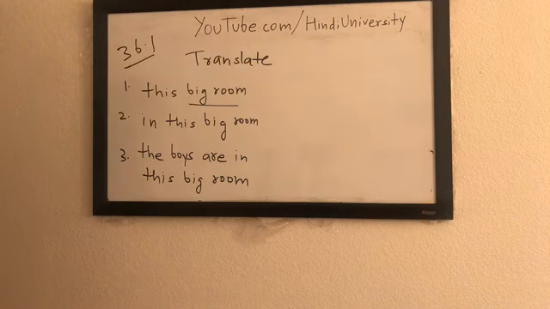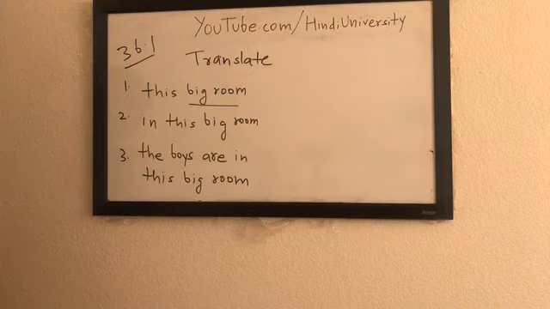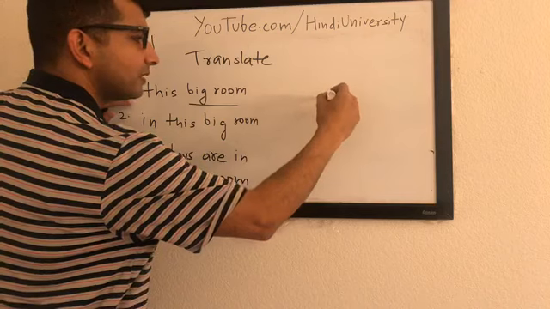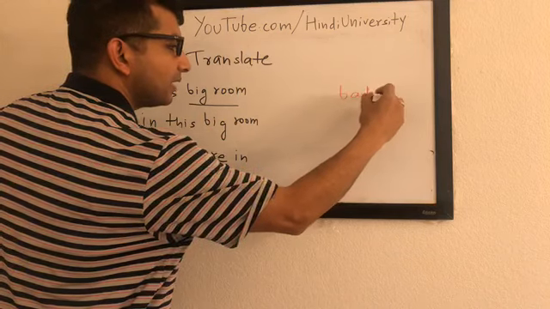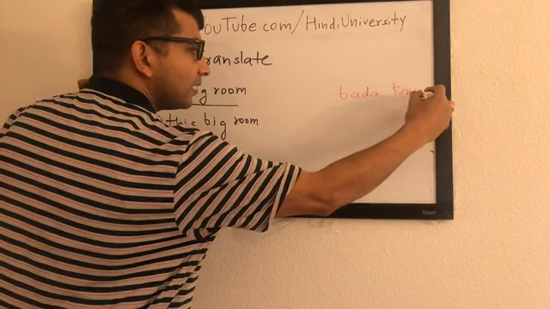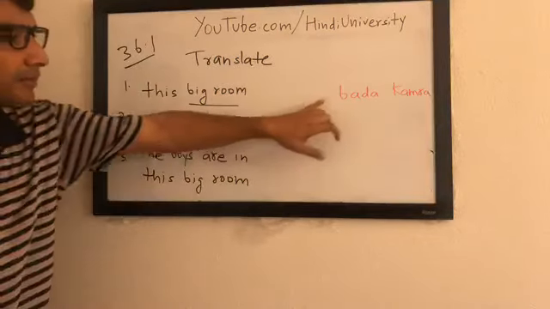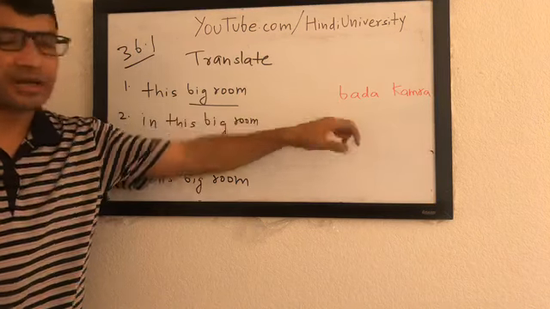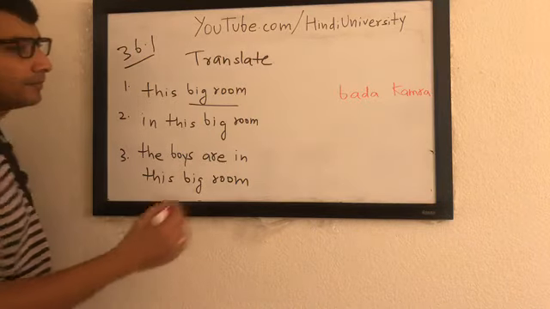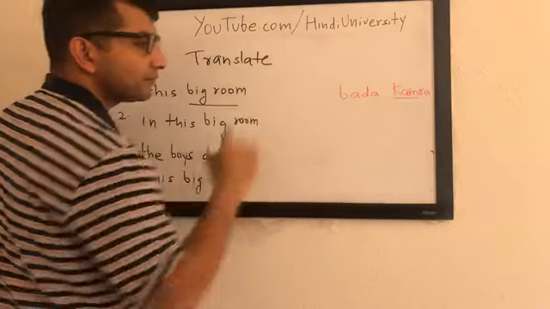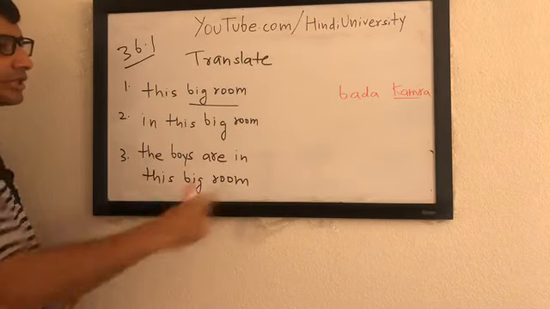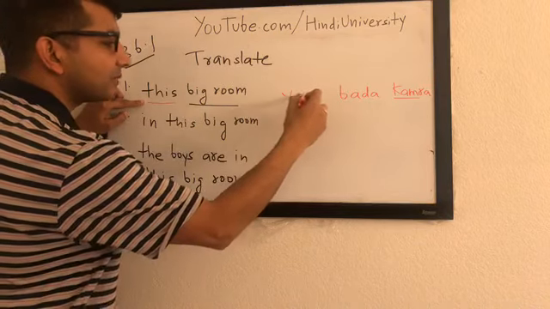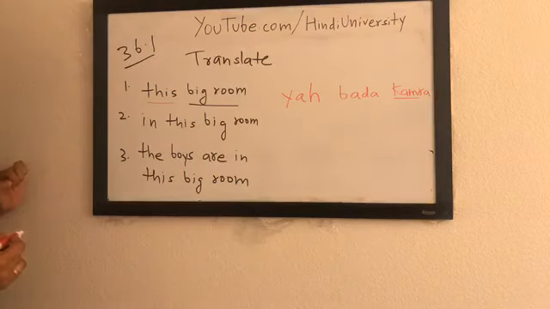Right, Taraji, what do you think? Big room. If it is just big room, how do you say that? Bada kamra. Okay, and why did you say bada kamra? Why not badi kamra or bade kamra? Because kamra is masculine. Singular masculine. That's why you said bada. Okay, and then this. यह बड़ा कमरा. Okay, यह बड़ा कमरा.